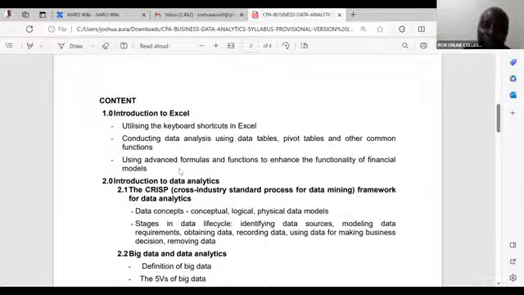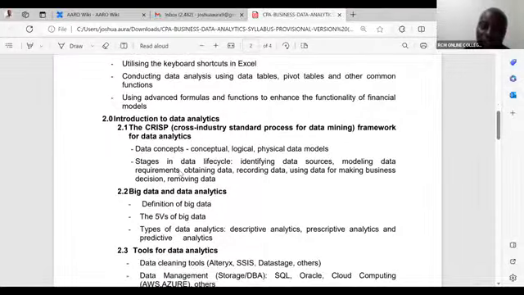And then we have introduction to data analytics, the CRISP model. CRISP stands for cross-industry standard process for data mining, a framework for data analytics. So we have the data concepts, conceptual, logical, physical data models. We have stages in the data life cycle.